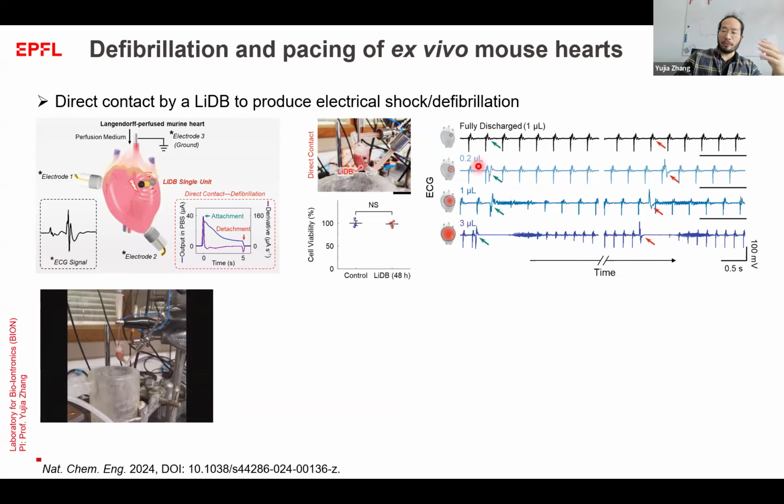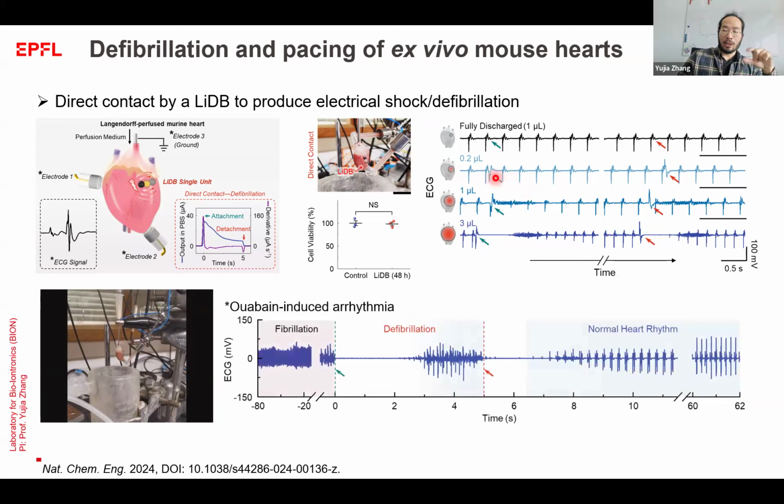But even for a very small, tiny droplet battery, we can already achieve a stimulation. And this could be powerful enough in terms of defibrillating a mouse heart. So in this case, we first treated the heart with some drugs to intoxicate it, and then we used the droplet battery to defibrillate the heart, and we see the heart rapidly, within 10 seconds, go back to the normal heart rhythm.